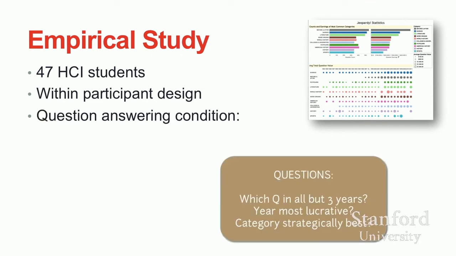And then on the question side, each data set had a different set of 3 questions depending on the underlying data. So, for example, for the Jeopardy data, you would have: which year on average was the most lucrative for players in terms of earnings? Based on these numbers, which category would be strategically best to select as a contestant in the game? And so on. And there were 3 choices, and only 1 was correct.